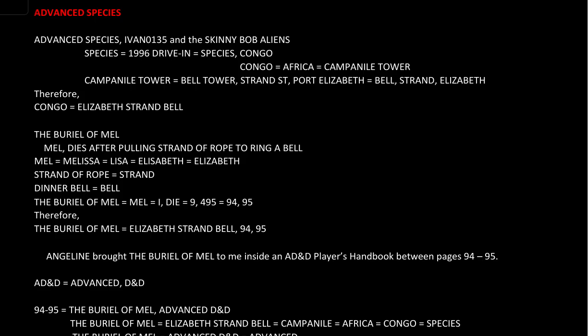Now, in the story, a woman dies, and in that death scene, the woman Mel, the strand of rope she pulls, and the dinner bell she rings all translate to Elizabeth Strand Bell, which happens to be the name of the person I would end up giving my only typed copy of the story to.